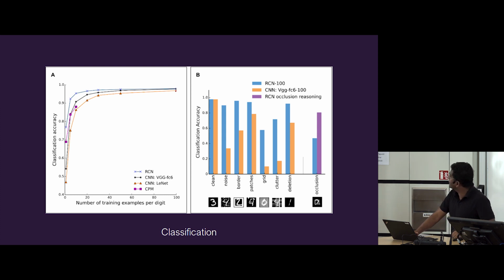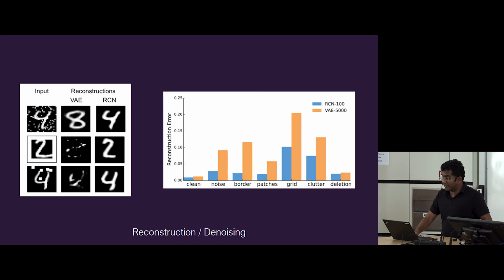So here is us comparing in classification. This is on MNIST data, but variations of MNIST data with occlusions and noise, etc., and showing that we are performing very well compared to deep neural networks. There we are comparing with CNNs. And for reconstruction and denoising, it's the same model. We are comparing with variational autoencoders there.